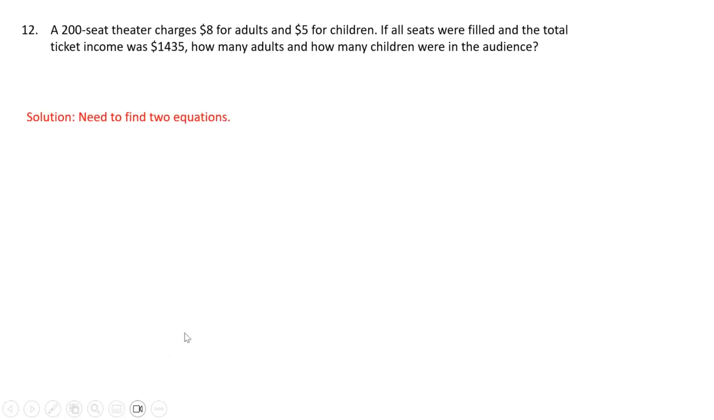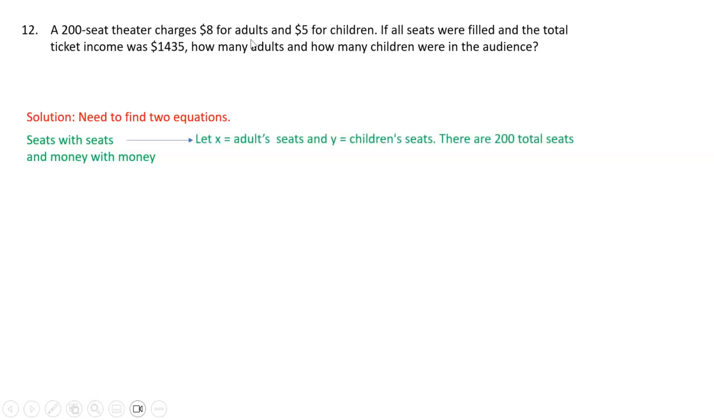We need to find two equations. Like I always tell my students, we're going to do seats with seats and money with money. We're going to let X be adult seats, because adults are first, and let Y be children seats. So X adult seats plus Y children seats equals 200. So X plus Y equals 200. That's equation number 1.